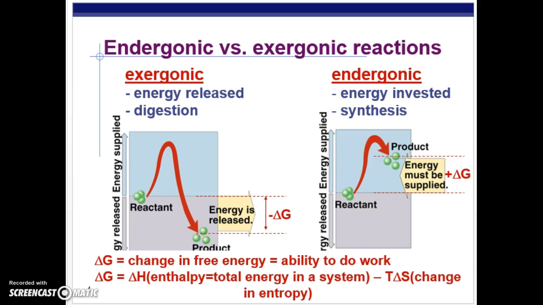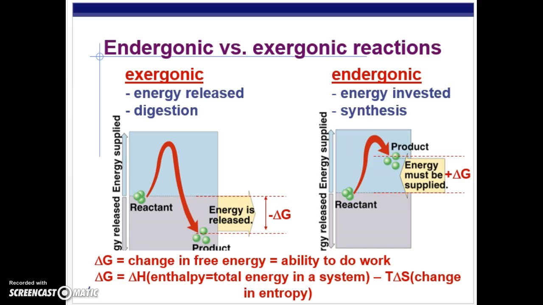The size of the delta G for an exergonic reaction is defined as the maximum amount of work that the reaction can perform. So the greater the decrease in free energy, the greater the amount of work that can be done. The greater this difference between our starting reactants and our products, the more ability there is to do work. Delta G is a change in free energy, the ability to do work.